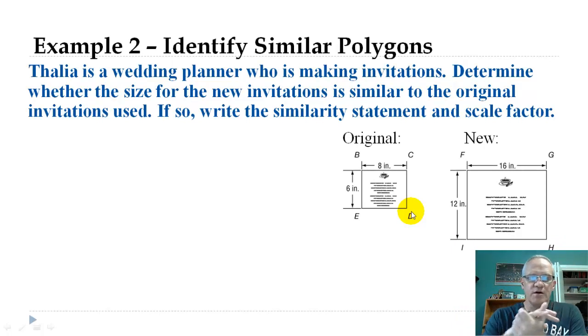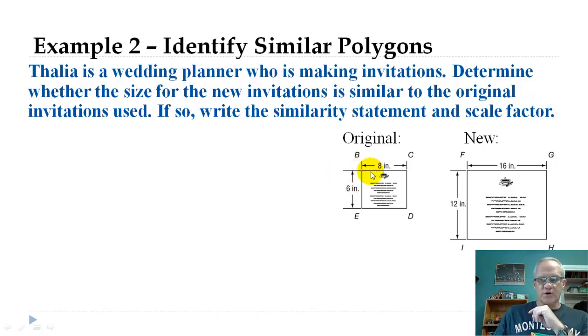Thalia is a wedding planner who's making invitations. Apparently, she had some old invitations, and the new invitations, she wants to see if they're similar to the original invitation. So similar in the sense that we're talking about. We're going to try to figure out if these two things are similar, and if they are, we'll write a similarity statement and the scale factor.